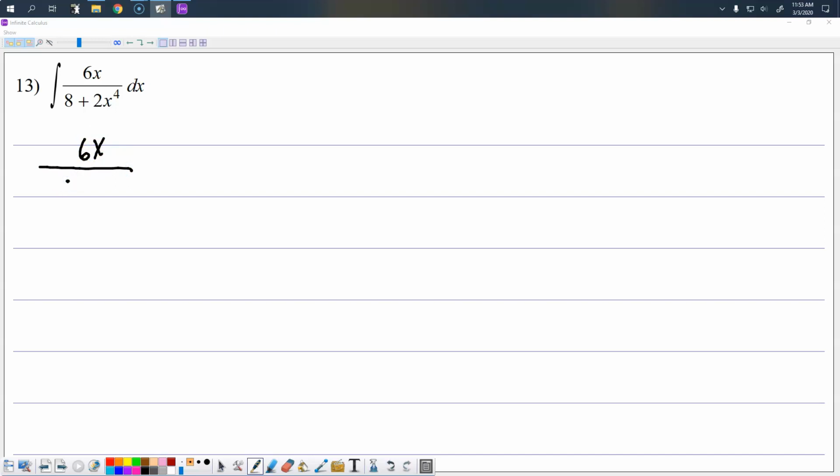Oh, you know what? Actually, there's a little bit more to it. Maybe instead of giving you a hint, I'll walk you guys through it. So I'm looking at this, and I notice that neither one of these is a perfect square, right? But all 3 of those numbers can be reduced by 2. So I'm going to reduce by 2 on the entire thing. That's going to give me 3x over 4 plus x to the 4th.